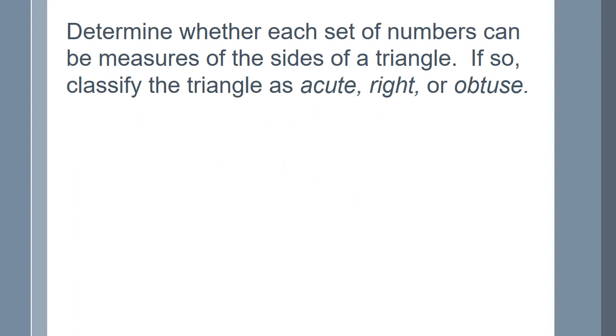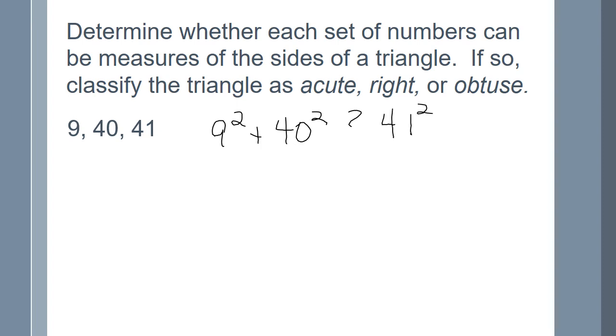Okay, let's try another one. Determine whether the sides can be a triangle, and if so, is it acute, right, or obtuse? Okay, so 9, 40, and 41. Yes, we can tell. 9 plus 40 is greater than 41, and 41 minus 40 is less than 9. So we're going to set this up again. 9 squared plus 40 squared. And we don't know the result of that, so we're going to say question mark 41 squared.